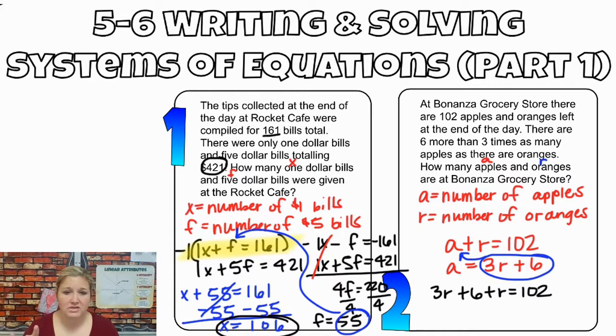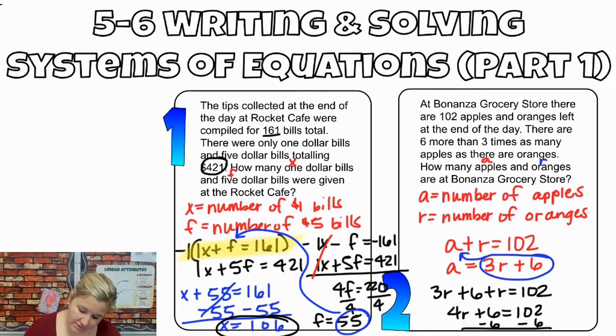I can get my 2 R's together. They're on the same side of the equal sign. So I have 3 and 1, which makes a 4. So I have 4R plus 6 is equal to 102. Subtract 6 from each side, and 4R is equal to 96. And then lastly, divide by 4 on each side. And so R is going to be equal to 24. So there are 24 oranges.